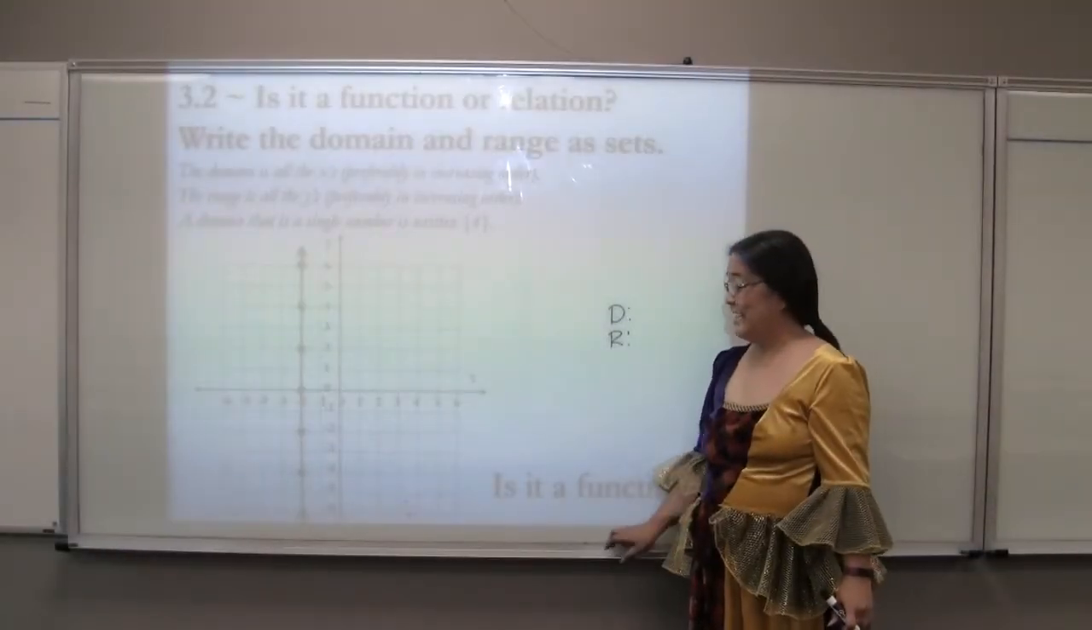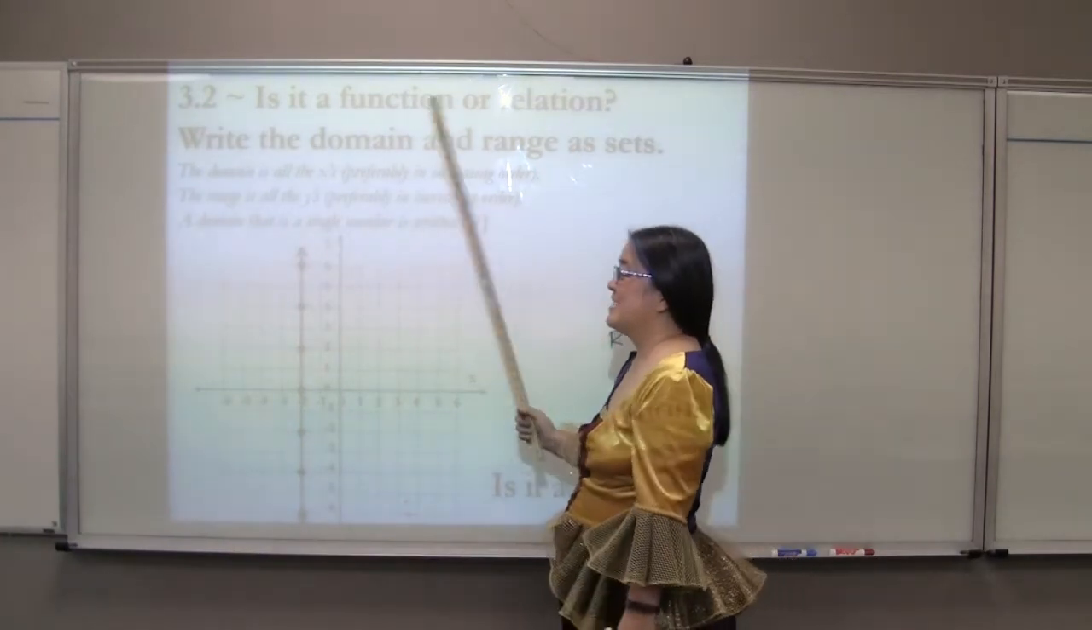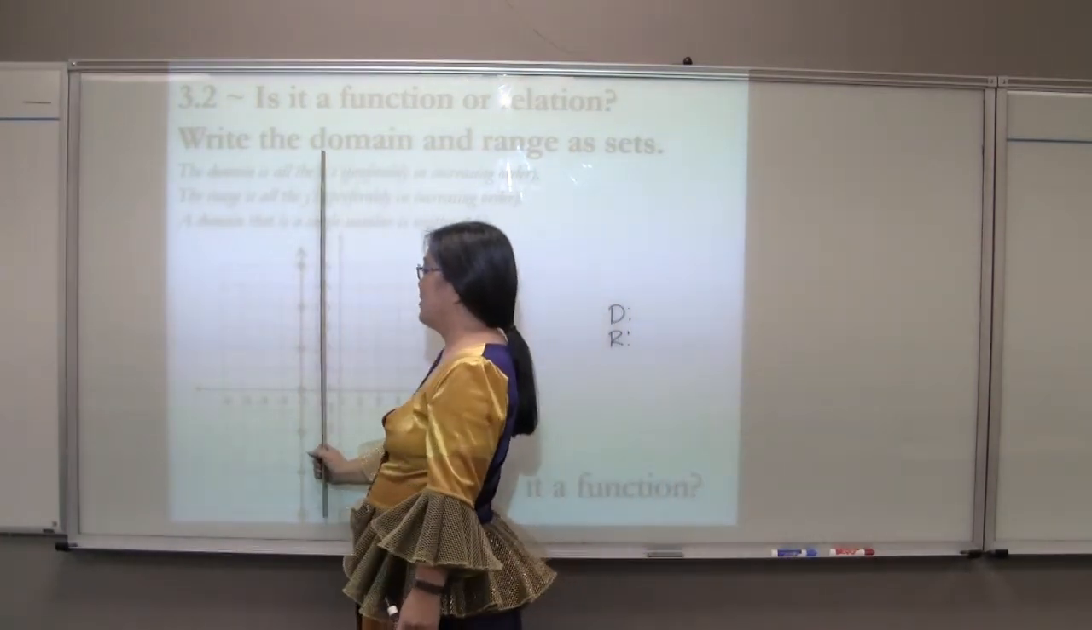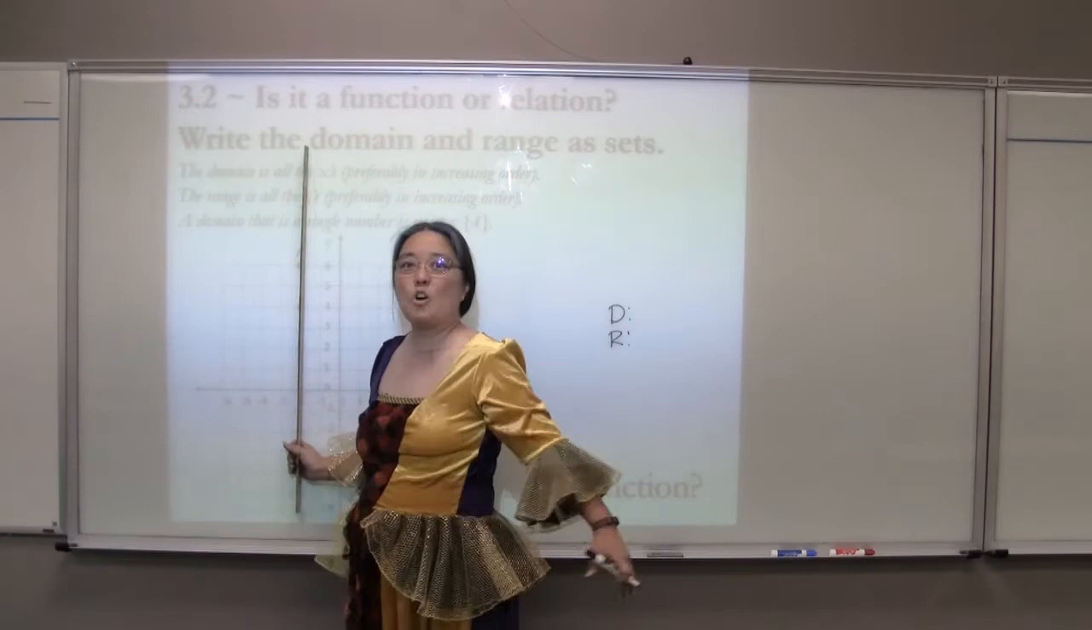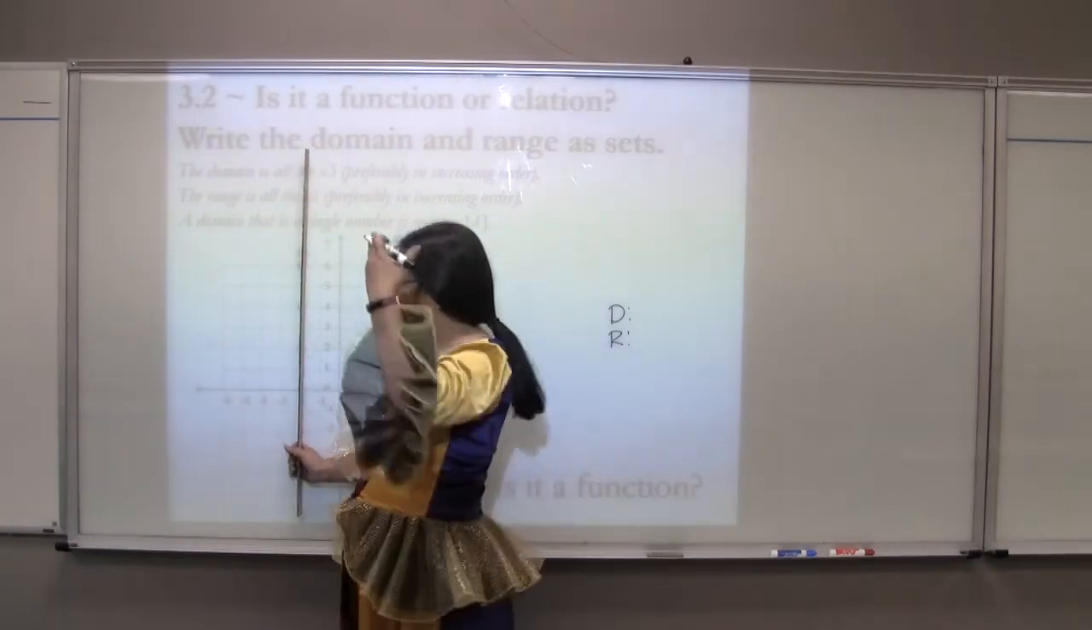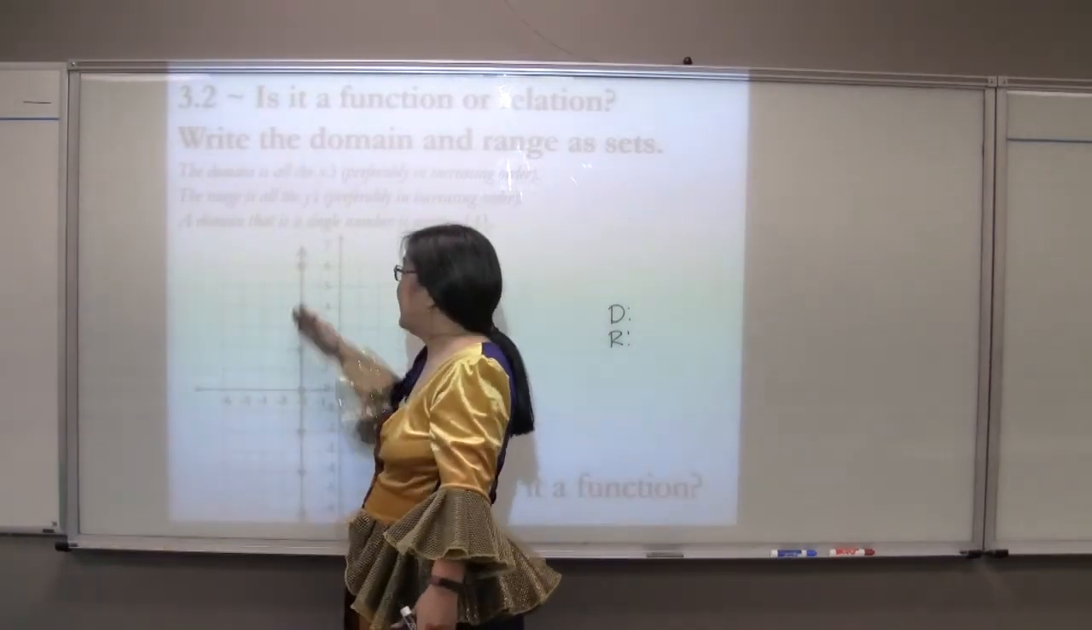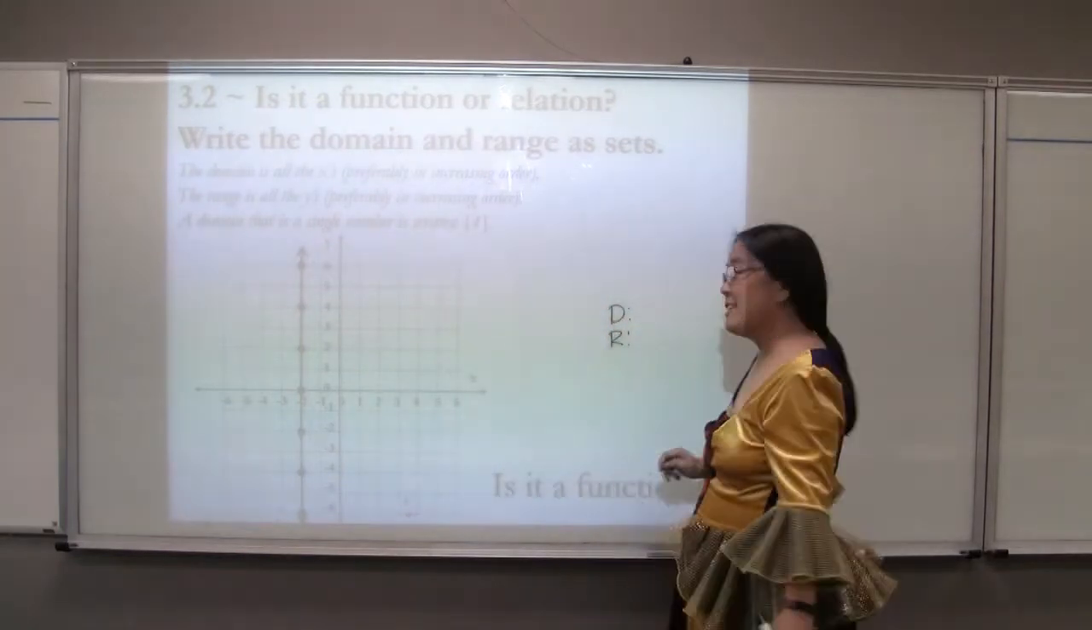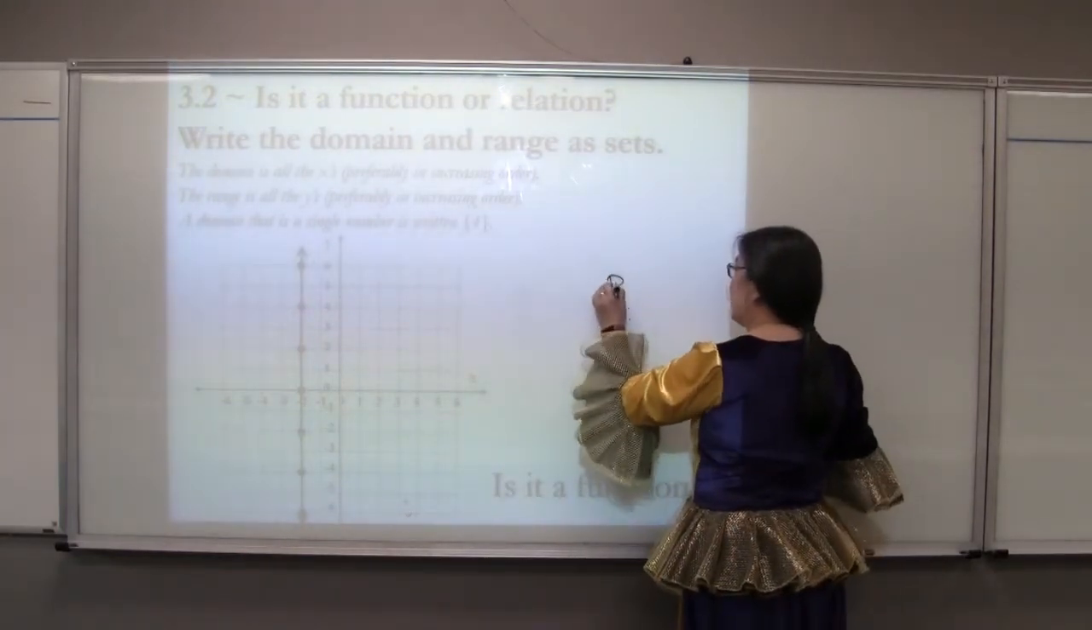Is it a function? Let's take our vertical line test. It's fine, it's fine, it's fine. Oh my gosh, it just failed big time. Everywhere there are an infinite number of points sitting on top of each other. That is a relation.